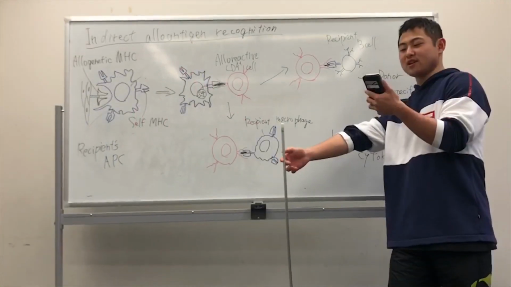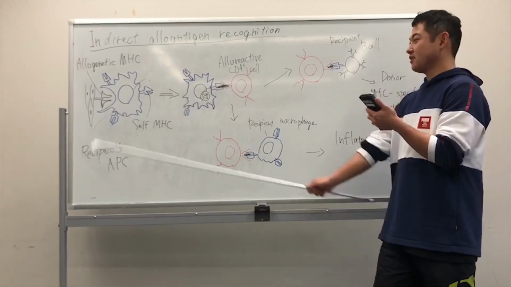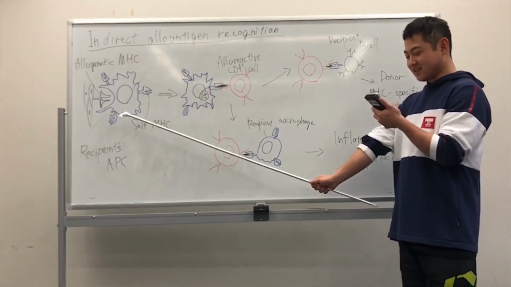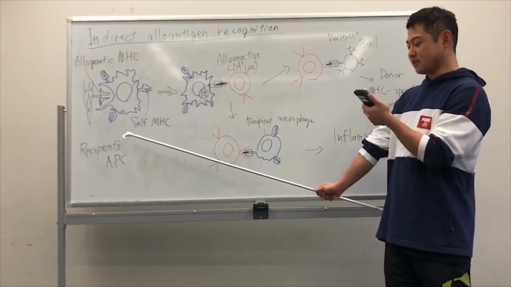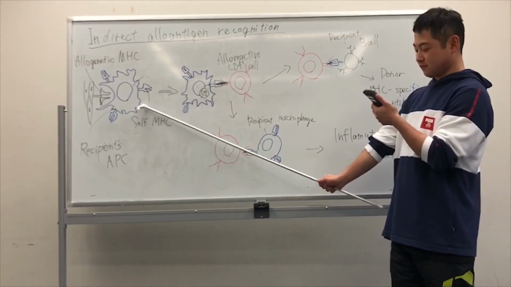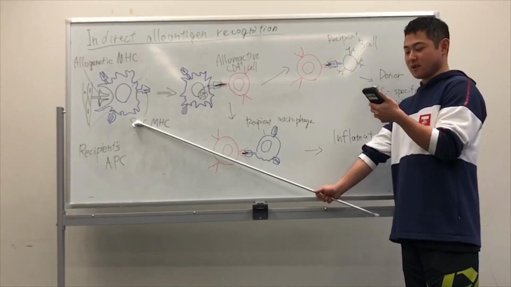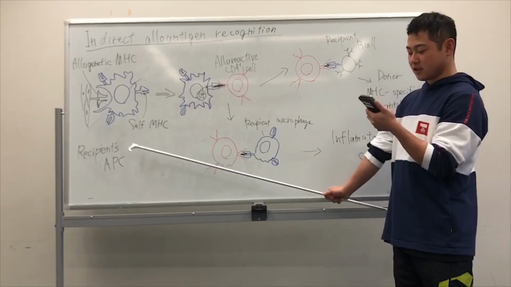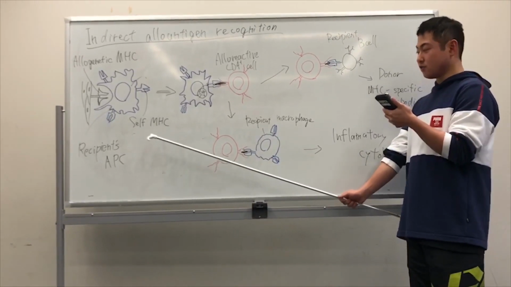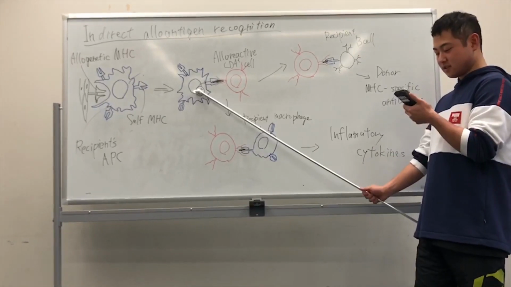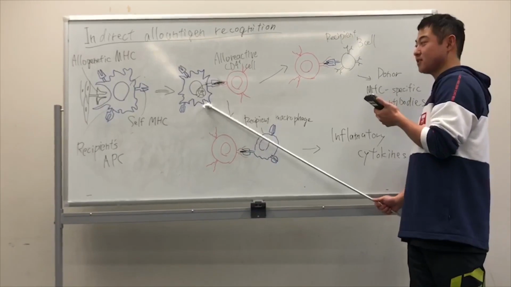In indirect recognition of MHC alloantigens, recipient's antigen-presenting cells take up and process donor MHC molecules. Then, peptide fragments, including allogeneic MHC's polymorphic amino acids, are bound to recipient's MHC and presented.